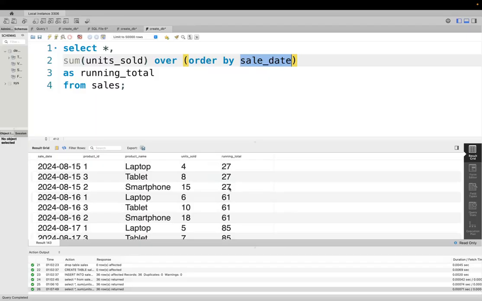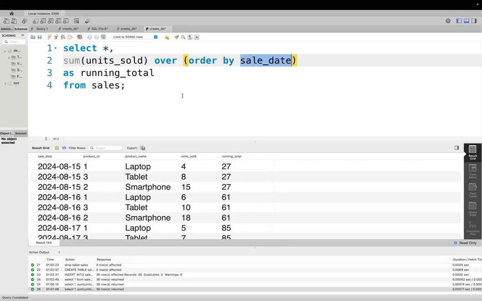Even though it shows you first line, second line, third line, all three are at the same level, the first level. Think of it this way: as part of ordering, all are at the top because their sale date is matching. It's not that this is first, second, and third.